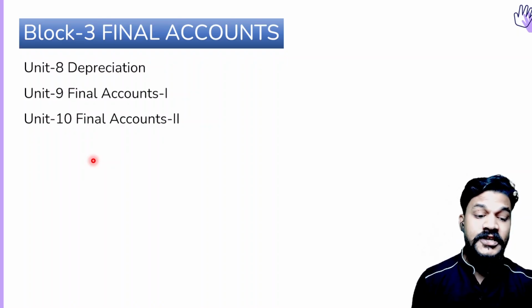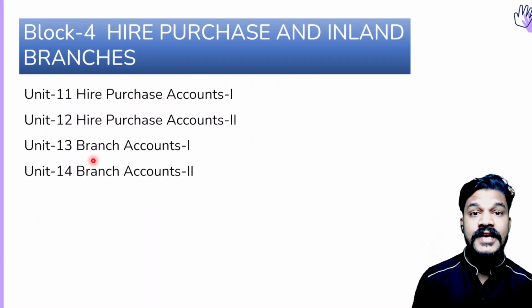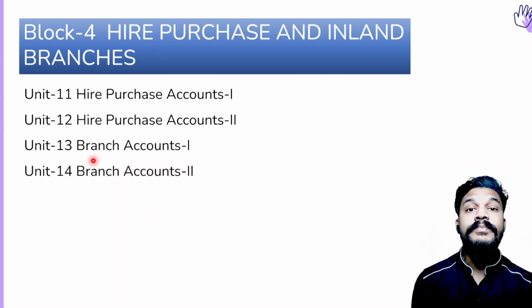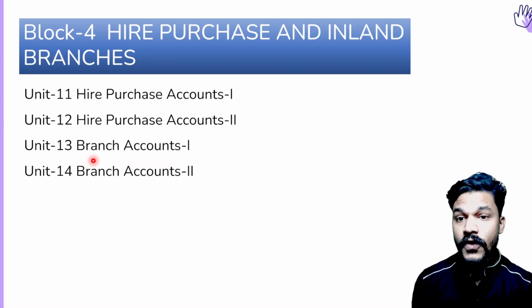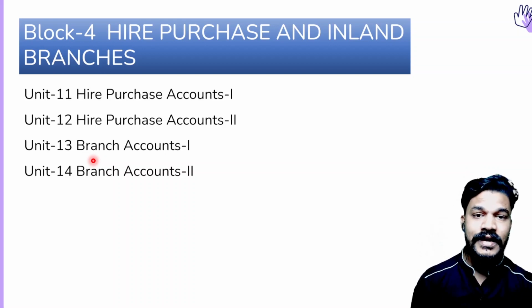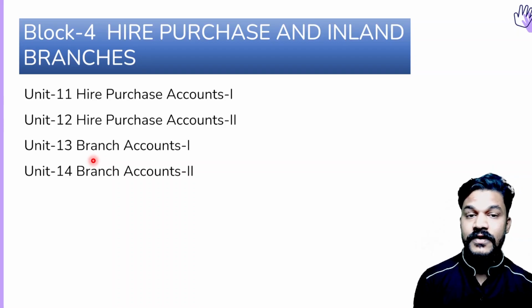Then there can be some special businesses, some special transaction-based businesses, where you need to apply some special accounts. So there are some businesses that need special types of accounts. Those are involved in block 4, such as hire purchase and inland branches. As you see, hire purchase is an arrangement for buying any kind of products, whatever. It's a payment arrangement.